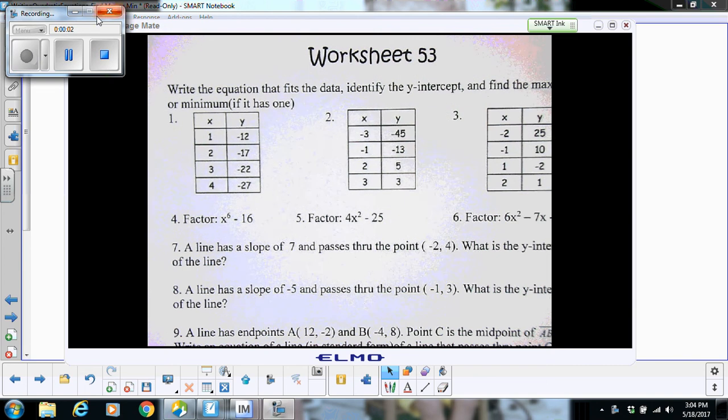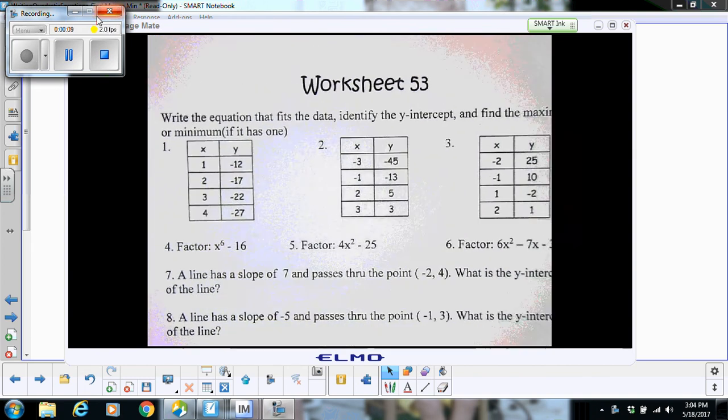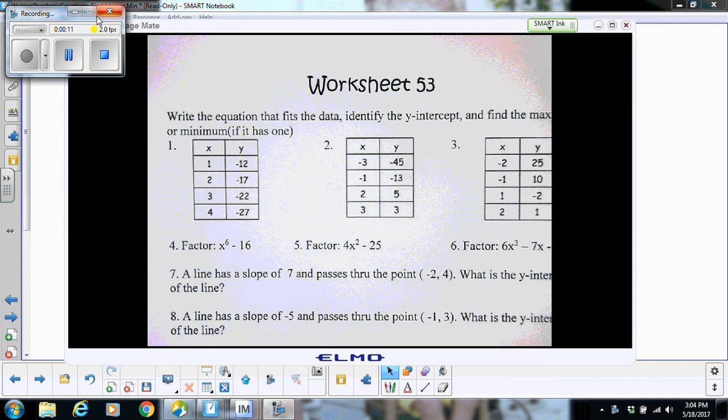All right, so tonight's homework is worksheet 53 for third period, and I believe it's worksheet 95 for first and second. They are similar, so I'm going to work through them together. Problem numbers 1 through 3 are asking you to write the equation that fits the data, identify the y-intercept, the max, and the min if it has one.